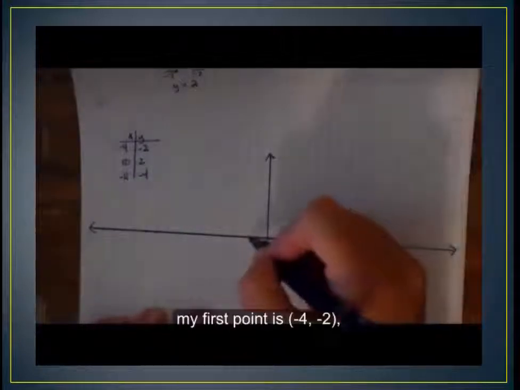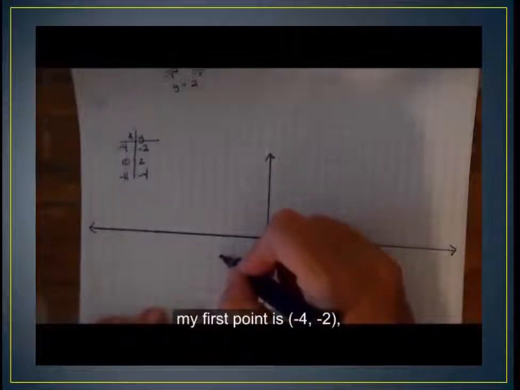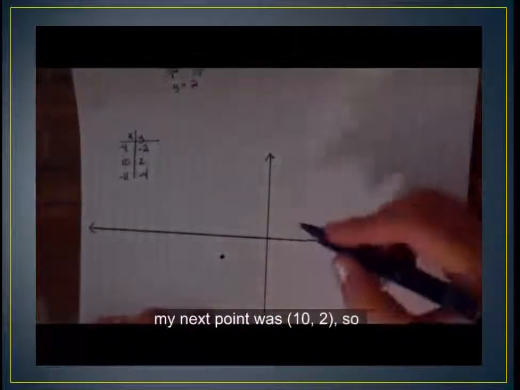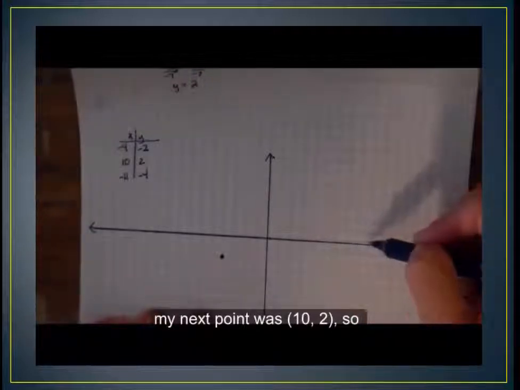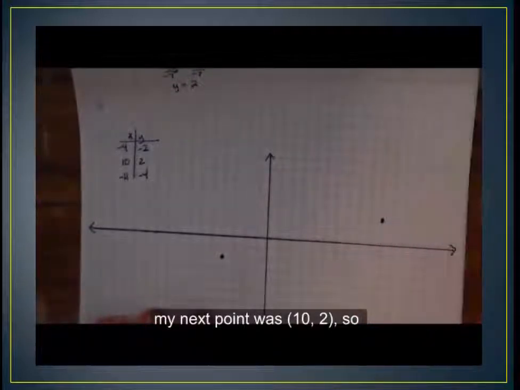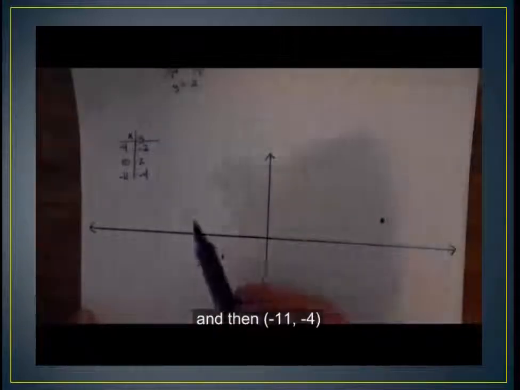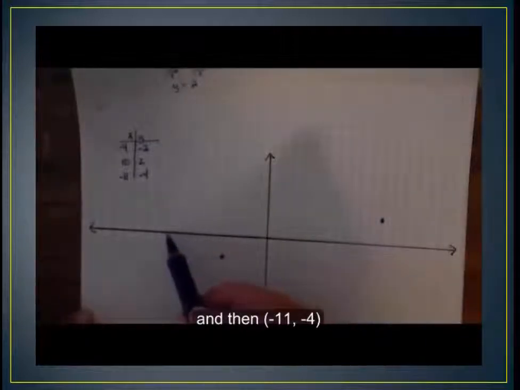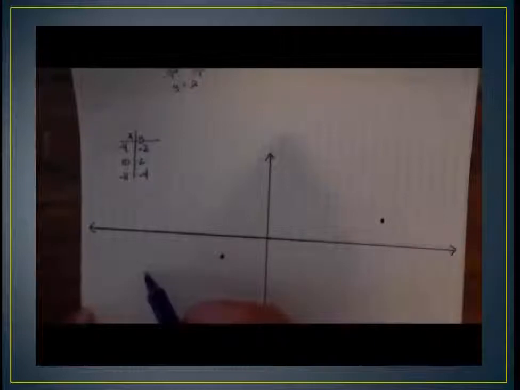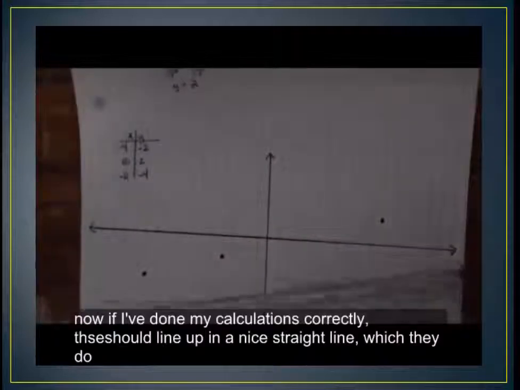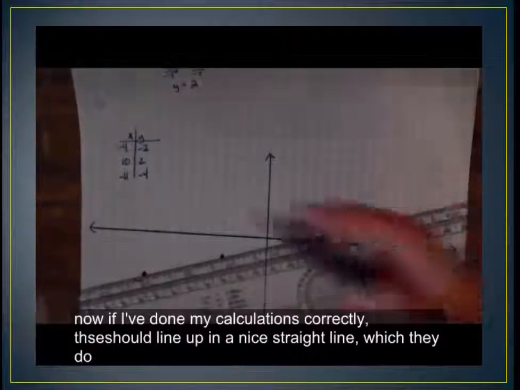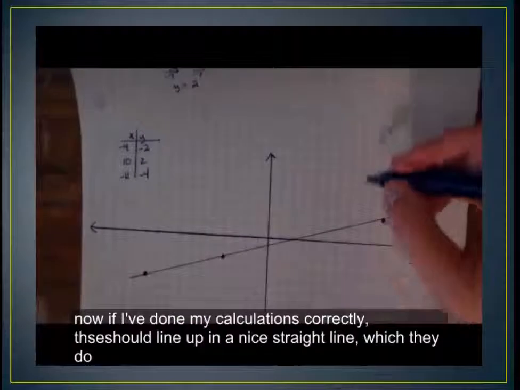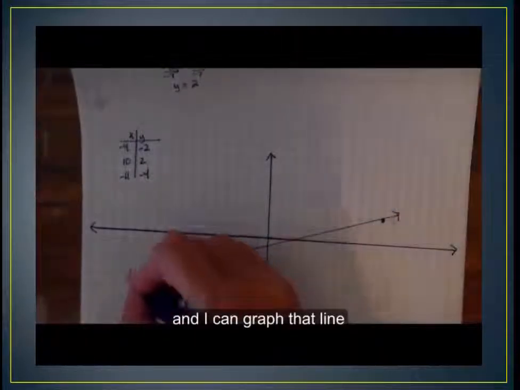My first point is -4, -2. My next point was 10, 2, so -2, and then -11, -4. Now if I've done my calculations correctly, these should line up in a nice straight line, which they do, and I can graph that line.